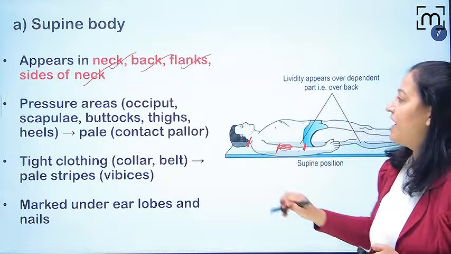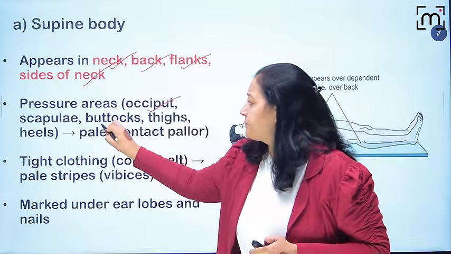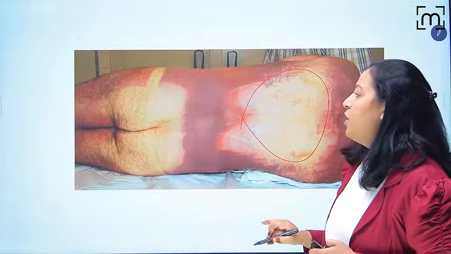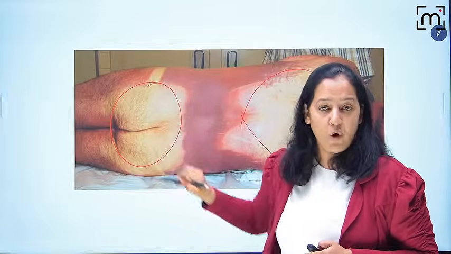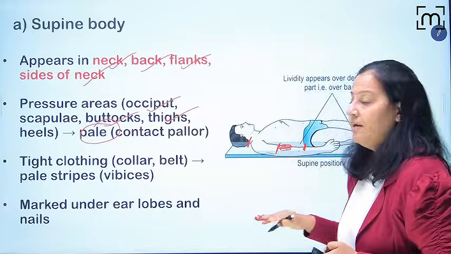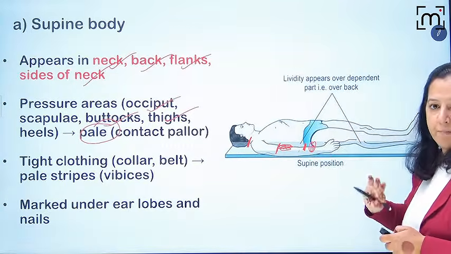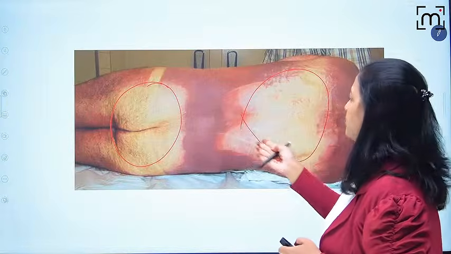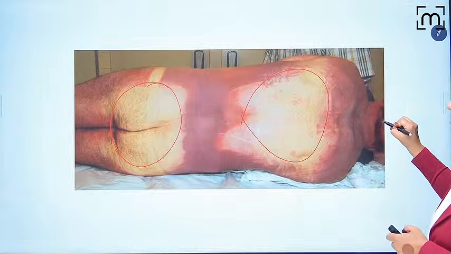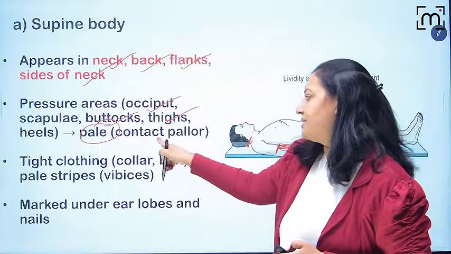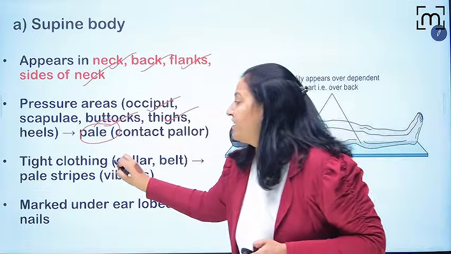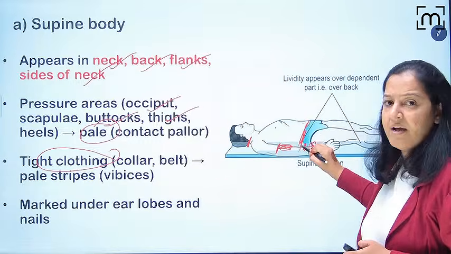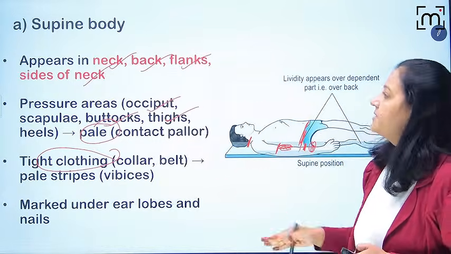Got it? So pressure areas like the occiput, buttocks, and thigh are pale. They don't show lividity. Buttocks are always a pressure area when the person lies down supine, so on the buttocks there is no lividity. On the occiput there is no lividity. Occiput is not shown here, this area. So on the pressure areas it is pale. Sometimes if tight clothing or elastic is present, that area remains pale. So that is the supine.